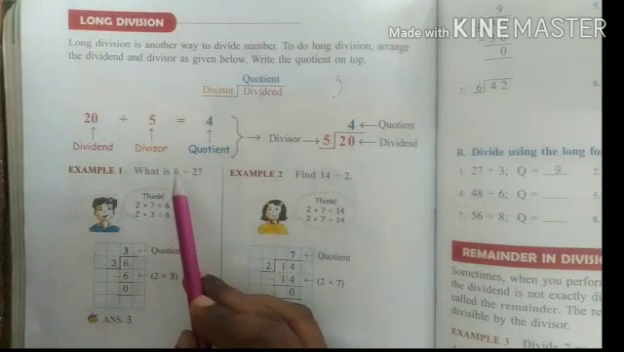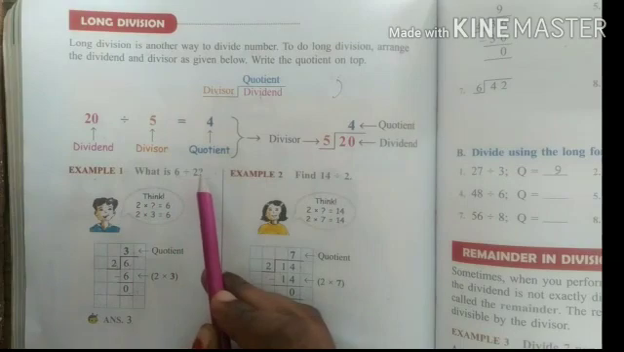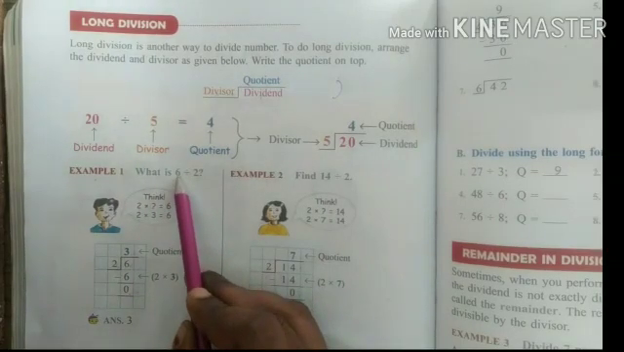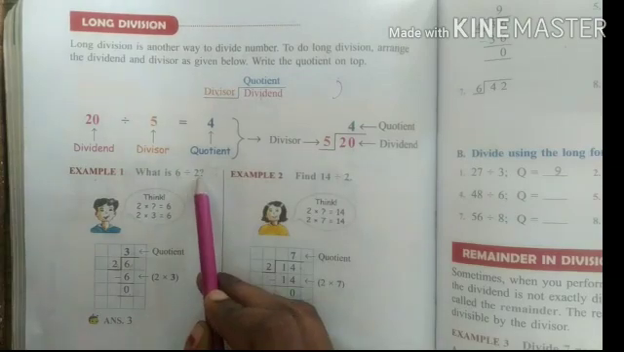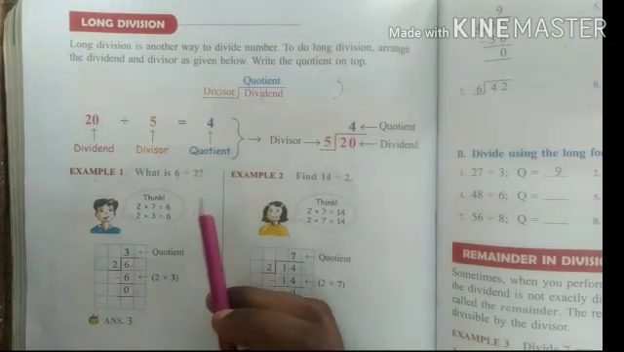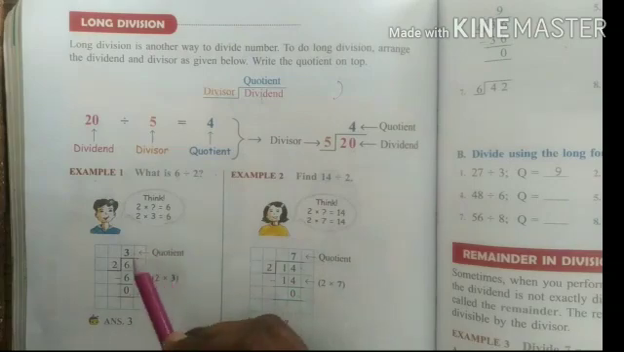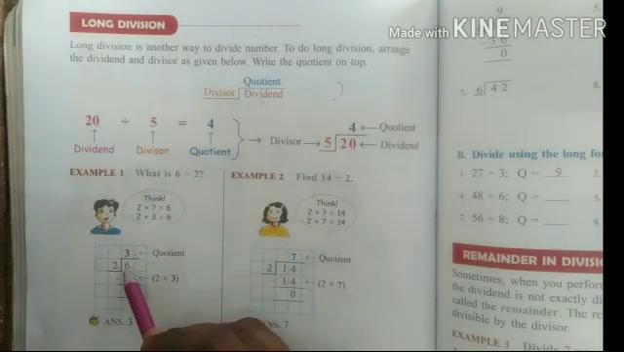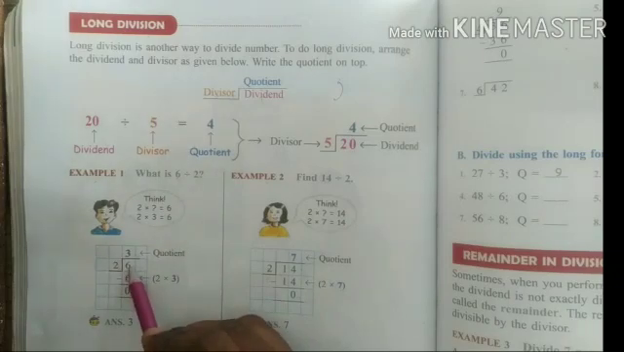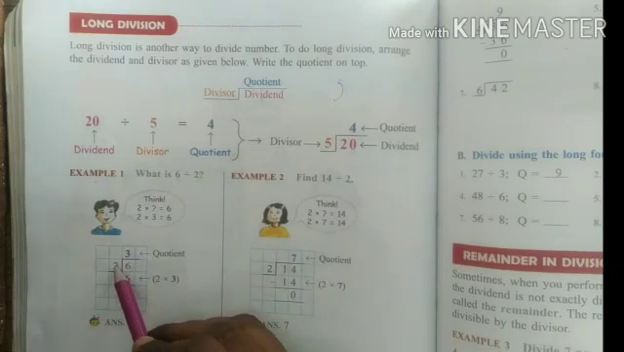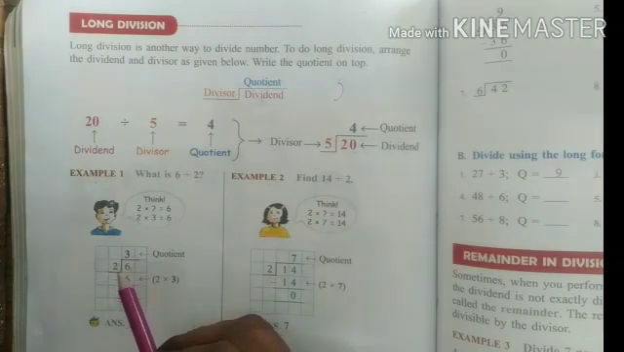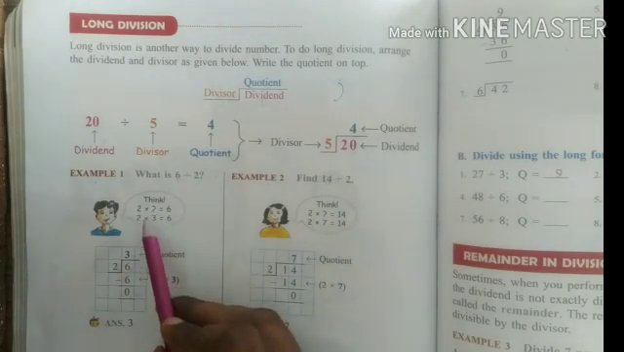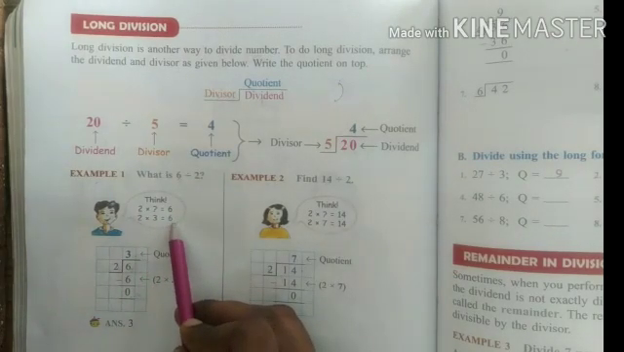The first example is 6 divided by 2. Here 6 is called the dividend and 2 is called the divisor. You have to find the quotient. In long division, you should arrange the dividend and divisor like this. You have to write the dividend inside and the divisor will come outside. Now children, say the table of 2 until you get 6.